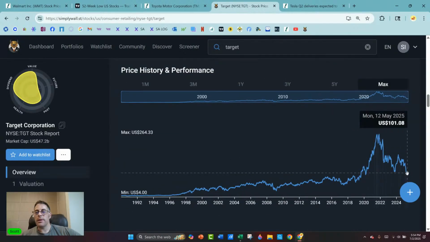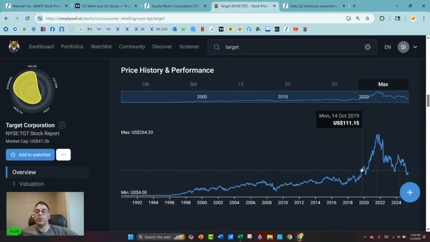So they're back down to 100, and you'd have to go back to 2019 before COVID when they were trading at that level. So it's a 6-year low. And they were up to 260 at the end of 2021.